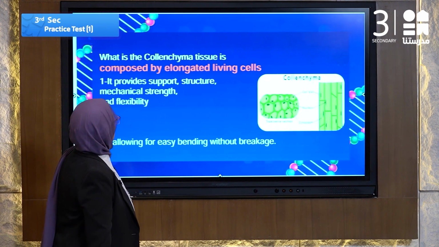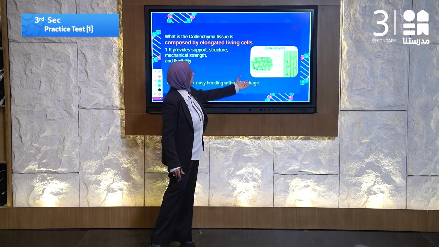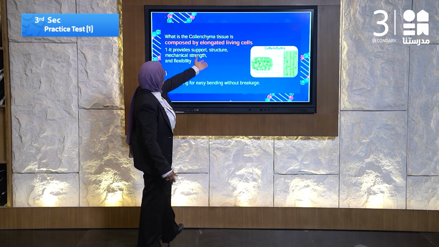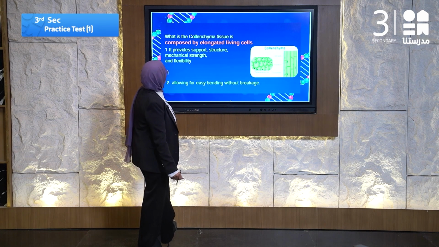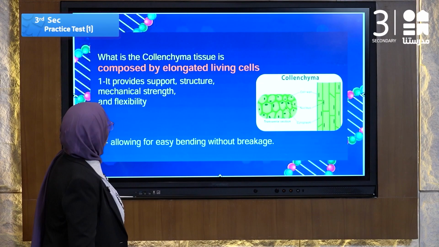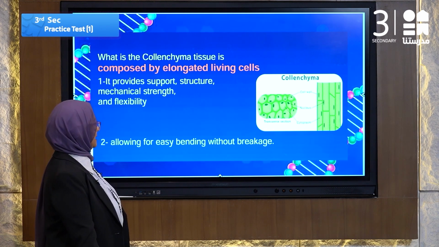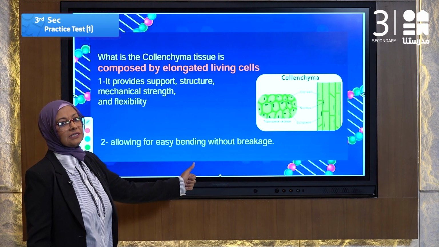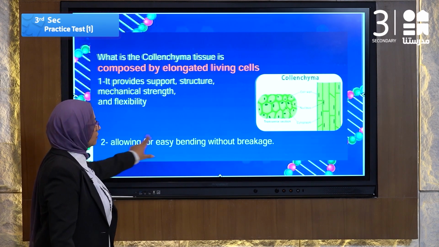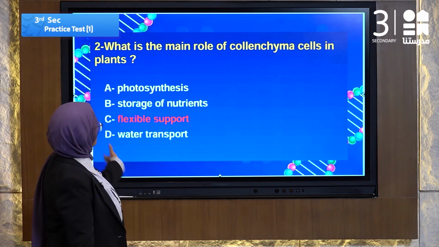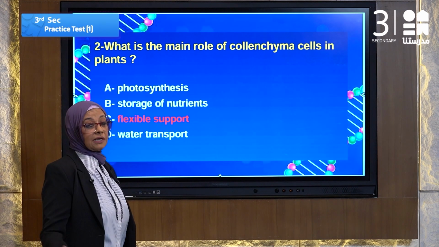What is collenchyma tissue? Collenchyma tissue is found in the plant. What is the tissue composed of? It is composed of living, elongated cells, and provides structural support, mechanical strength, and flexibility, allowing easy bending without breakage. So the answer is flexible support, that is the collenchyma tissue.